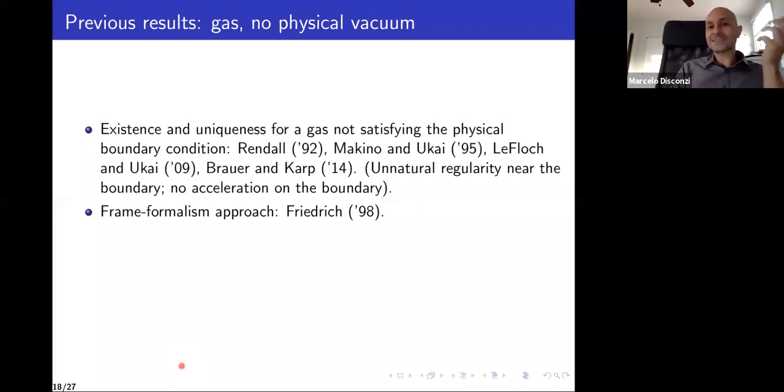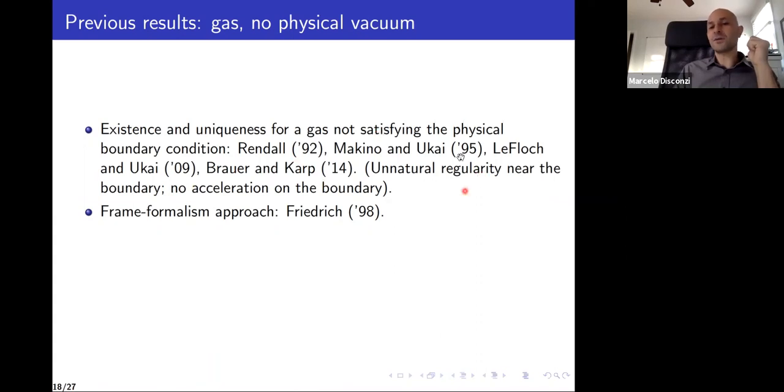Now we can look at a gas without the physical vacuum boundary condition. That, as I said, is not very physical, but we can still study it mathematically. And in that case, the problem was solved by Rendall, McKean and Makino, LeFloch and Makino, Brauer and Karp.